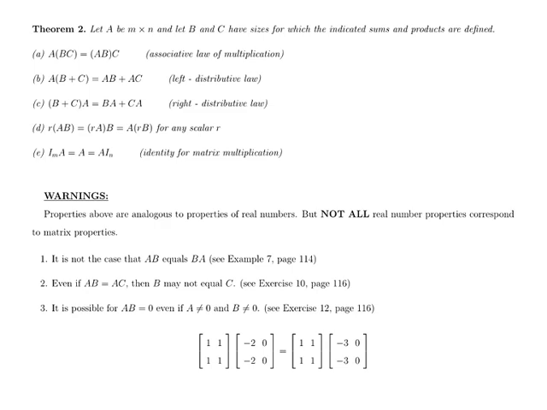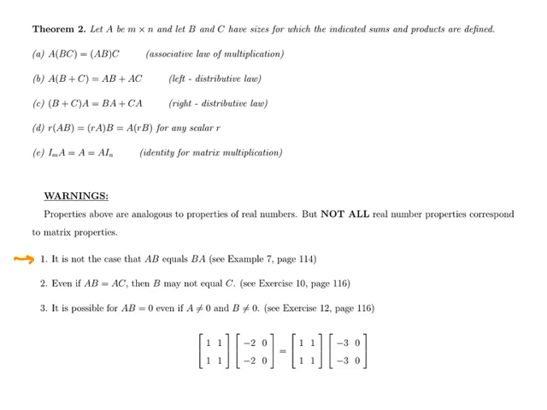The big thing here is this warning that although this is very similar to properties of real numbers, not all real number properties correspond to matrix properties. The first one we've already seen, that A times B does not equal B times A. In fact, it's usually not even defined. We'll look at an example in a second that when it is defined, it doesn't even work though.